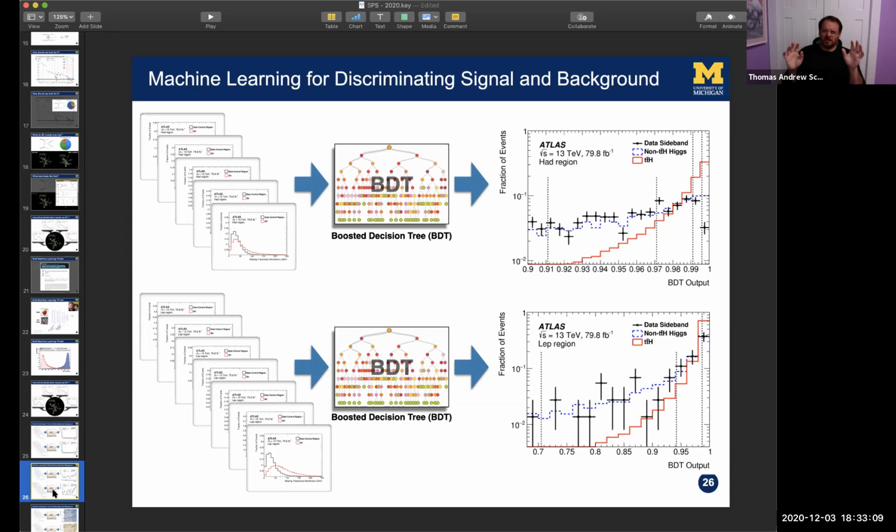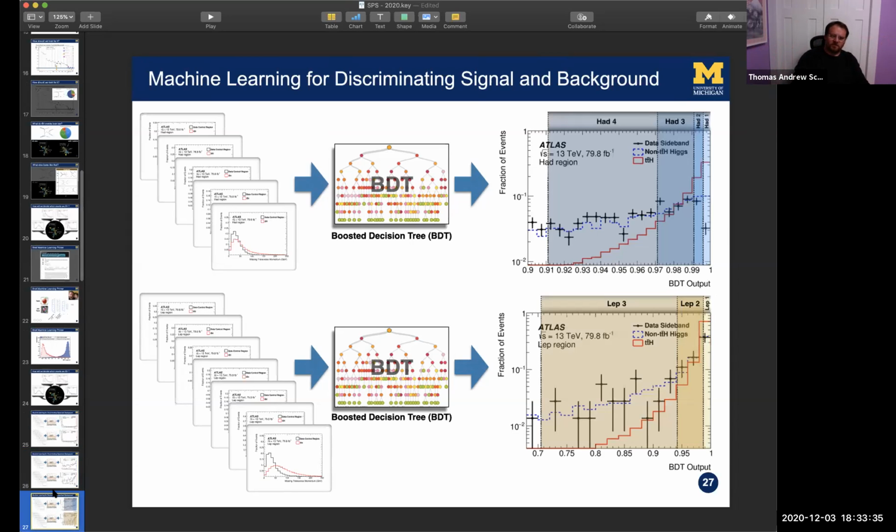And again, don't worry so much about the complications. The only thing you really have to worry about is that I took a bunch of things that are sensitive differently to signal and background. I threw them into a BDT. It made some kind of discriminating distribution. And now inside that discriminating distribution, I'm breaking it up into little buckets, where some have more background than others. That's all we've done here.